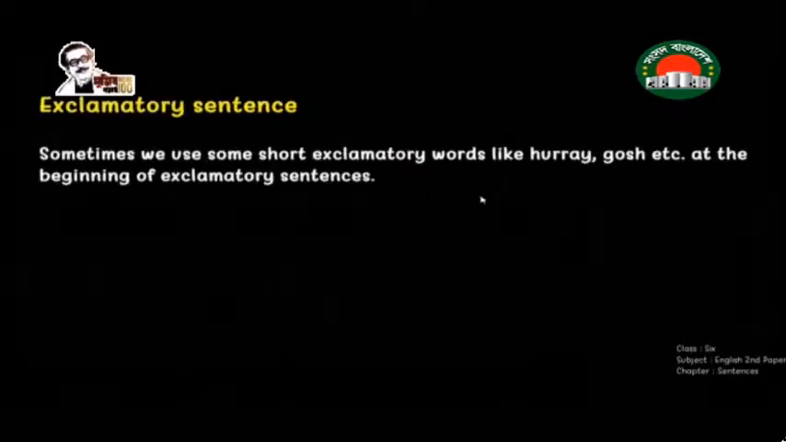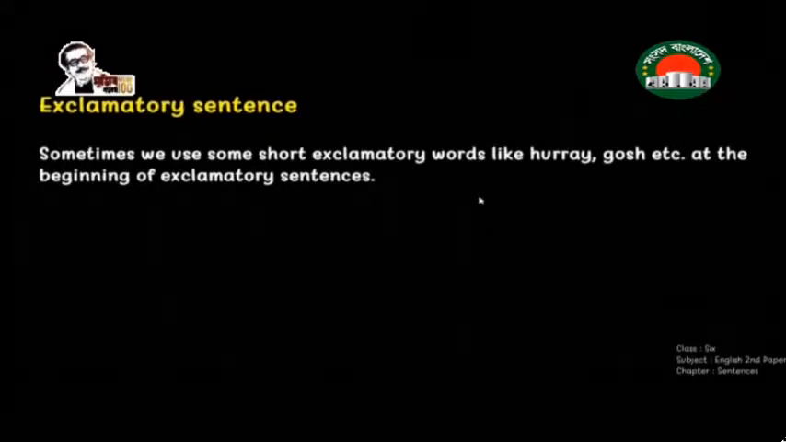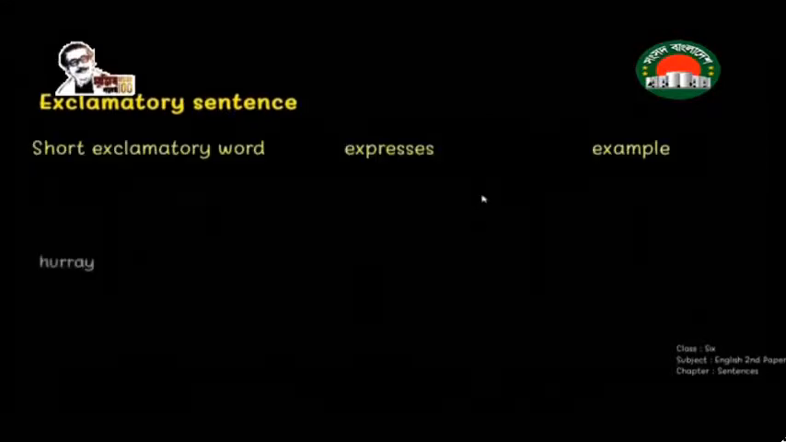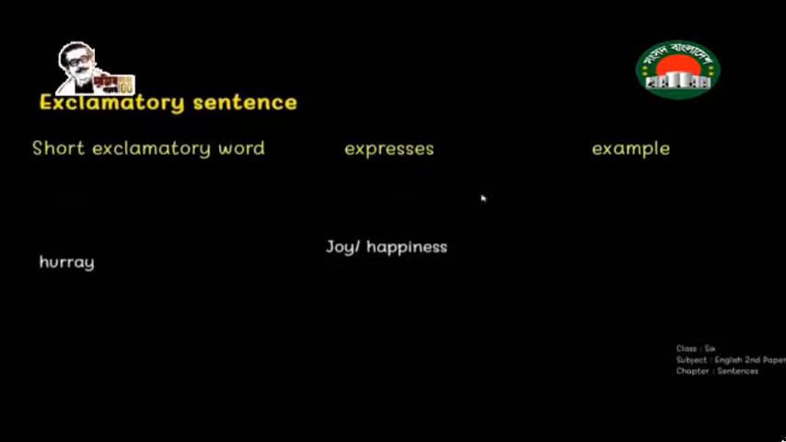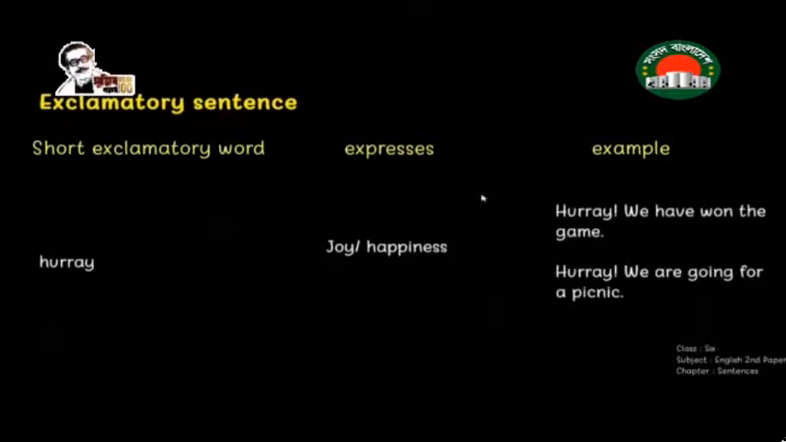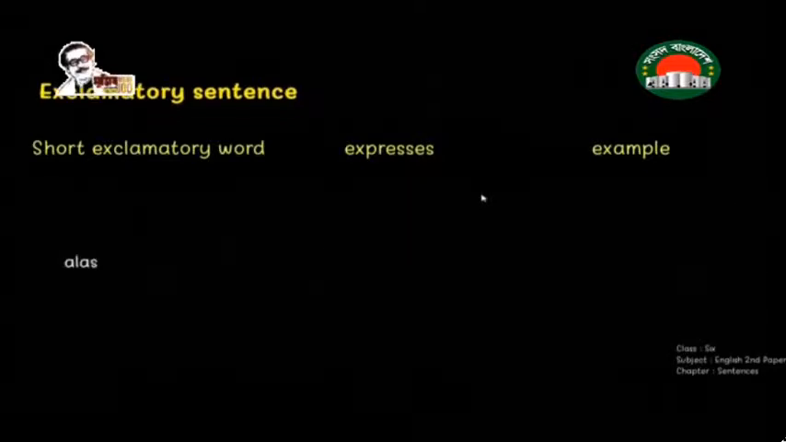Sometimes we use some sort of exclamatory words like hooray, gosh, etc. at the beginning of exclamatory sentences. For example, hurrah. What's the expression? Joy or happiness. See the example? Hurrah! We have won the game. Or hooray! We are going for a picnic. So, joy or happiness.